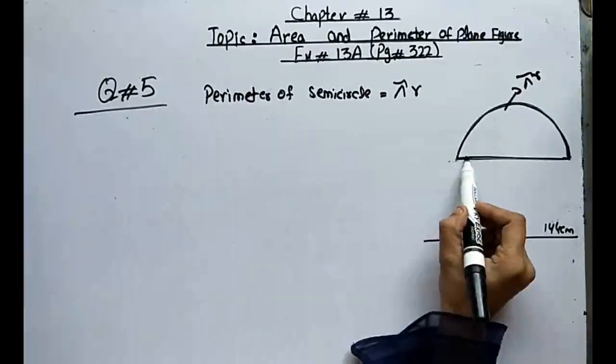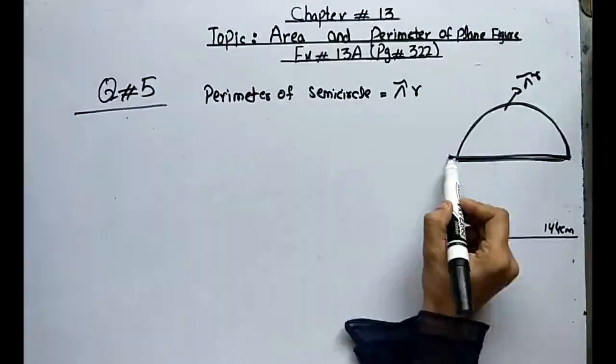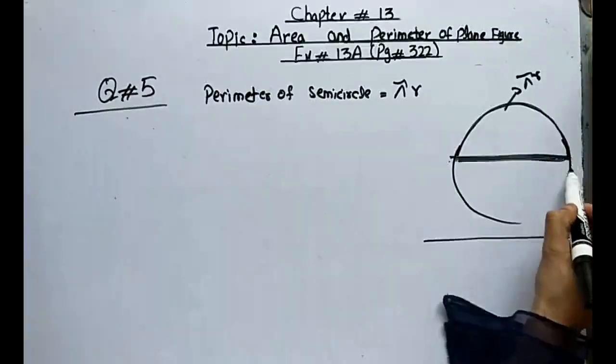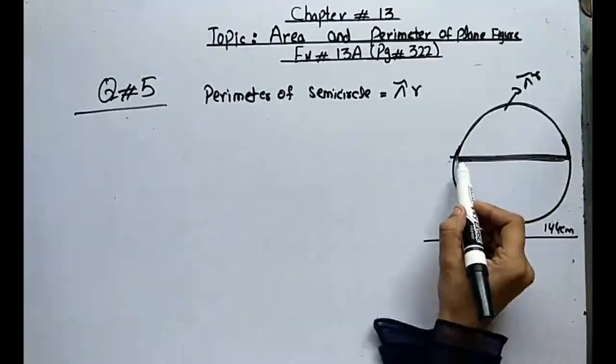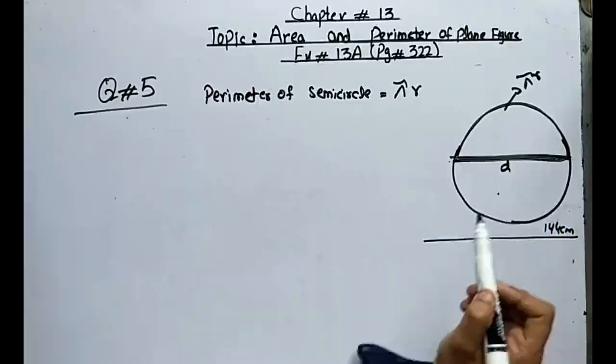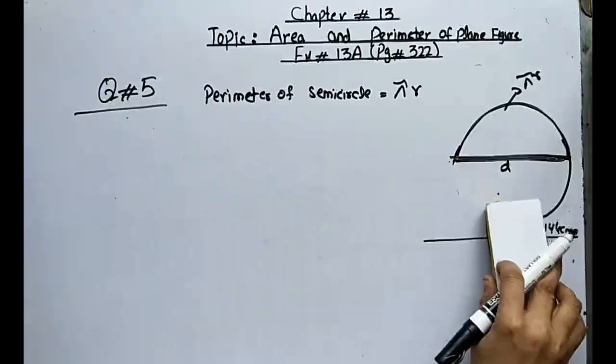And now look at this straight line. As we have already discussed, a straight line that crosses a circle into two equal parts is called a diameter. So it means this line is called a diameter.